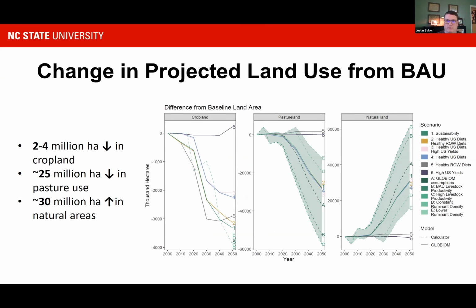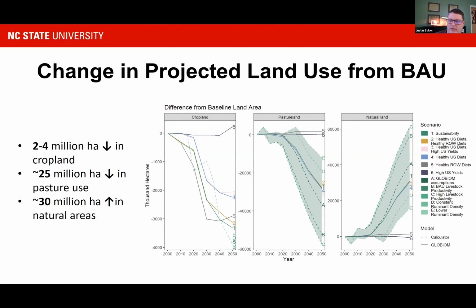Some quick results on projected land use. There's a pretty wide range that we find across both our GloBiome and our calculator results in terms of the net change in land use. In general, under our healthier diet scenarios in particular, we see a reduction in total cropland area ranging 2 to 4 million hectares just in the US.